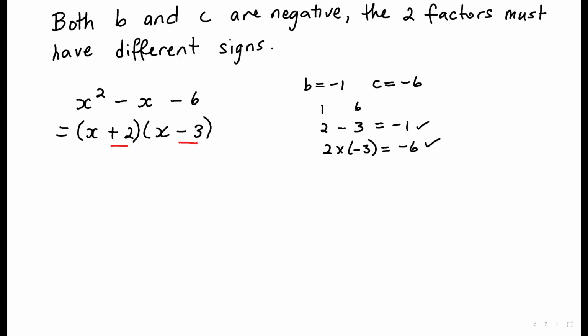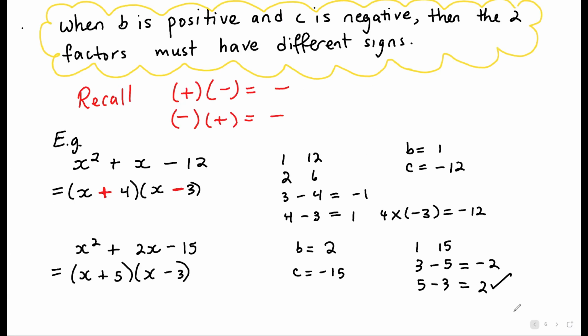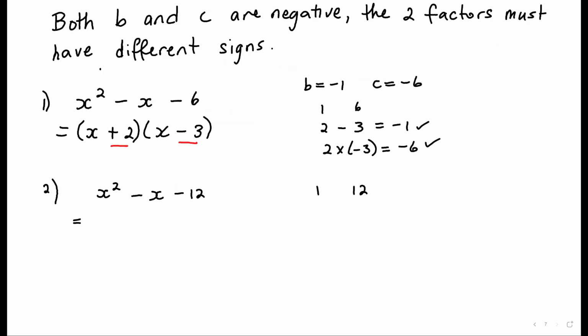Another one would be x squared take away x minus 12. Well, the factors of minus 12 are, what are they? 1 times 12. Wait, did I just do this one? I feel like I just did that one. I think I did one similar. Oh, it was plus x. Anyway, so you have 1 and 12, and then you have 3 and 4.